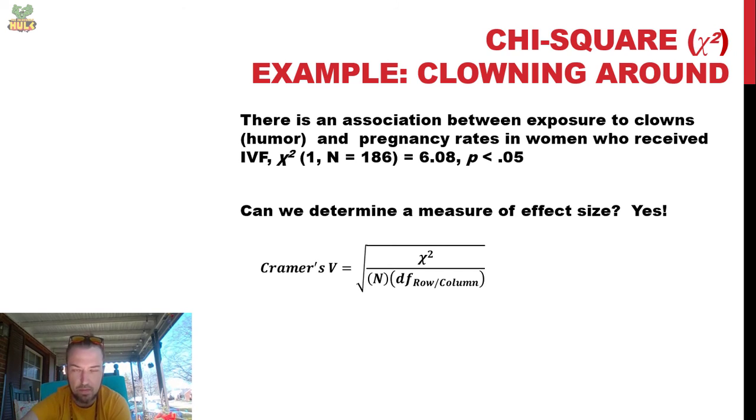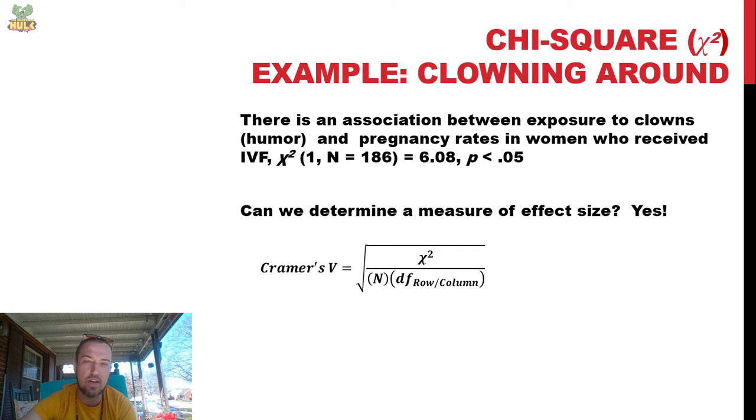Lastly, with respect to this example, a measure of effect size, right? We can use Cramer's V in this case. So after we've made our conclusion that there's an association between exposure to clowns and pregnancy rates in women who received in vitro fertilization, can we say how large that effect is? Is it massive? So massive that if we really, truly want to increase the rates of in vitro fertilization, then we should invest in making sure that women get some sort of humorous entertainment after the procedure? Or is it a relatively small effect and perhaps not worthy of that investment?